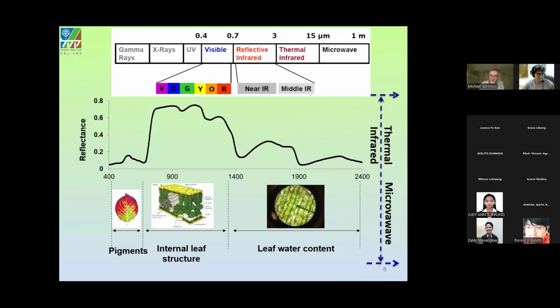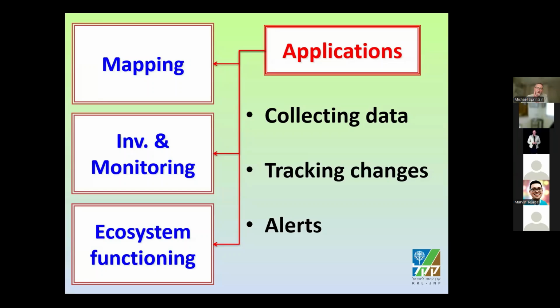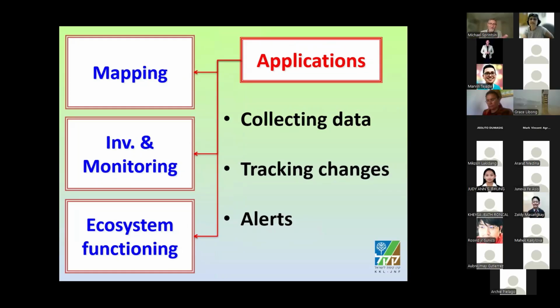So we'll move further to the thermal part of the spectrum, because within all the variety of possibilities, meanwhile, we in KKL decided to focus on three particular areas: mapping, inventory and monitoring, and ecosystem functioning, which is actually the forest health. While remote sensing is helping here to collect the data, to track the changes, and to give us a heads up, which is its main and most obvious role.